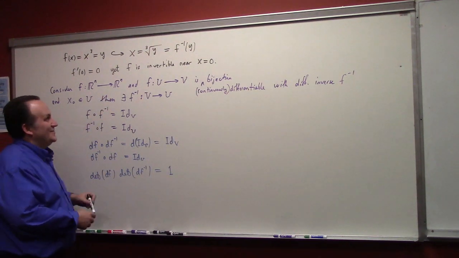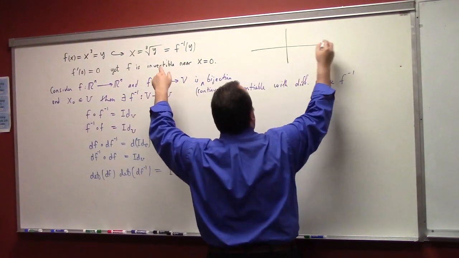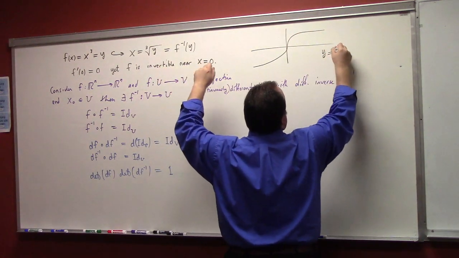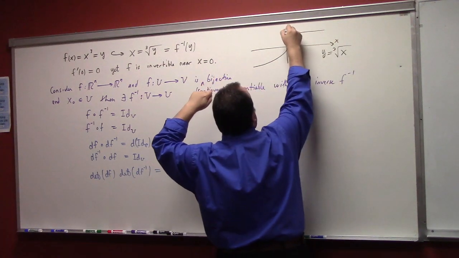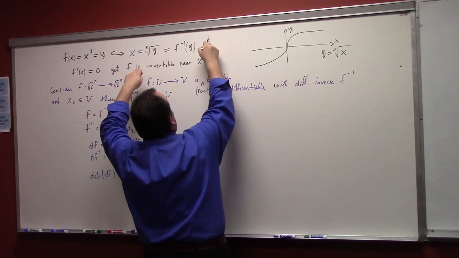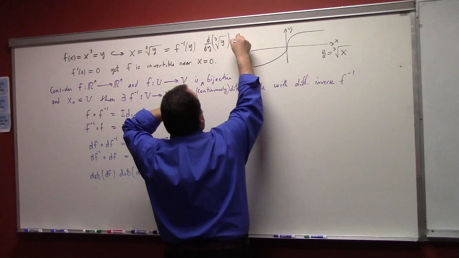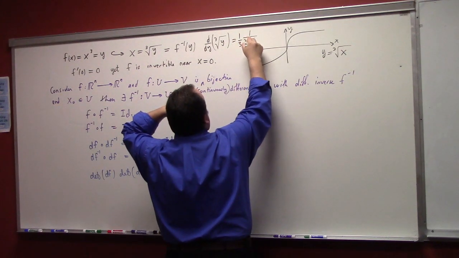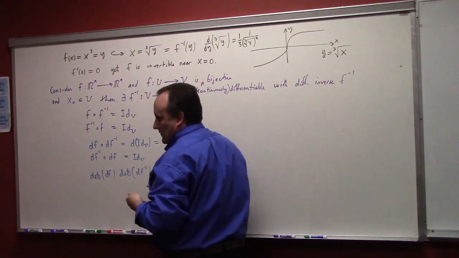Not at 0, that's right, because notice that the cube root graphically looks like this, right? This is y equals the cube root of x if I flip it. But notice that the derivative with respect to y of the cube root of y is exactly 1/3 over the cube root of y squared, right? And so that is not invertible at 0.